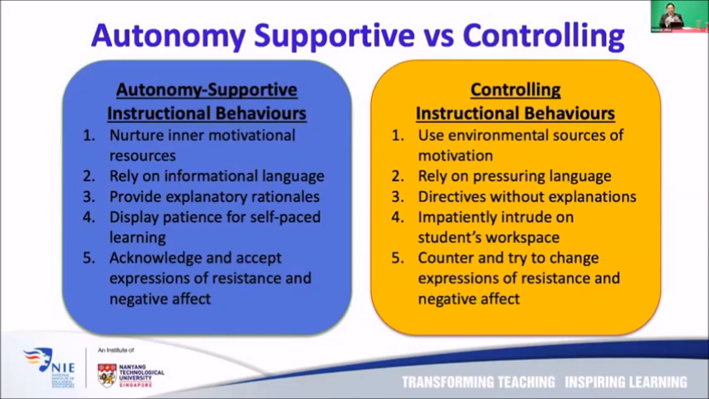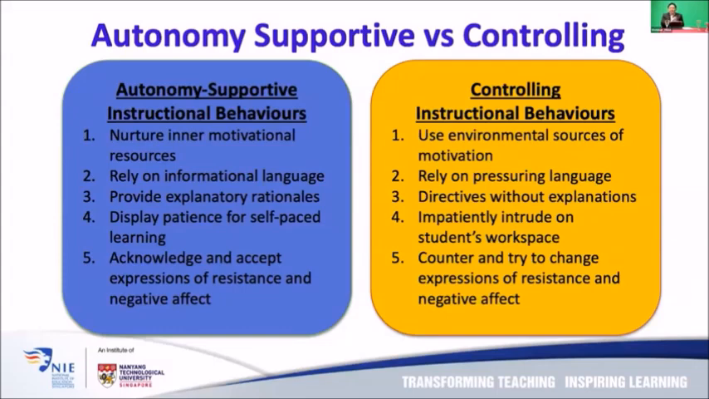And fourthly, in the autonomy supportive context, the teachers display more patience. They allow the students time. If they need extra time, they allow the students to pace their learning. Give them more time. But in a controlling context, the teachers are more concerned with the outcome. They are less patient and they are more eager to reach the standard answer. And they will try to intrude into the student workspace and guide them towards the answer as fast as possible. So these are the two differences.